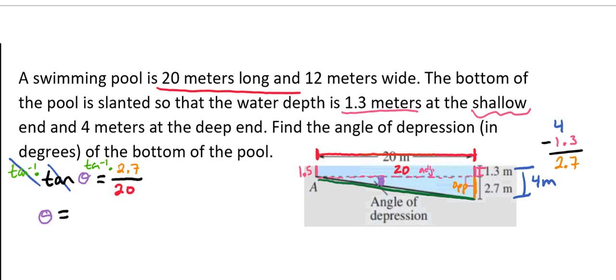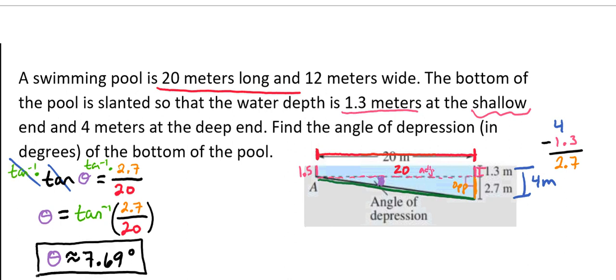So the exact answer is going to be the inverse tangent of 2.7 divided by 20. But if you told somebody that the angle of depression was the inverse tangent of 2.7 divided by 20, they might look at you a little bit funny. So we want to know an actual estimated answer. When we plug this into our calculator, that gives us an answer of 7.69 degrees. And that is our solution. So the angle of depression of that pool is 7.69 degrees.